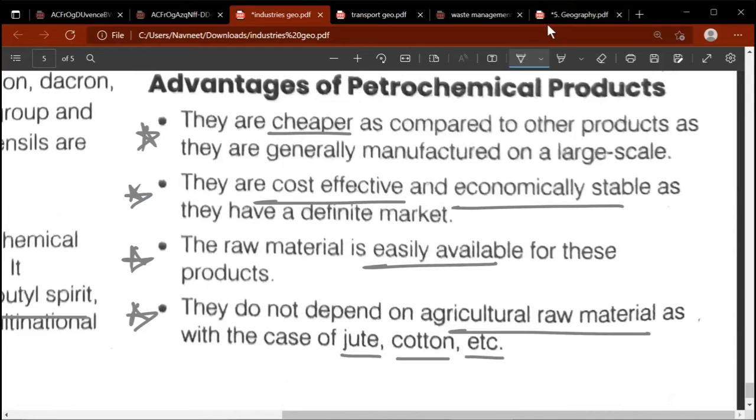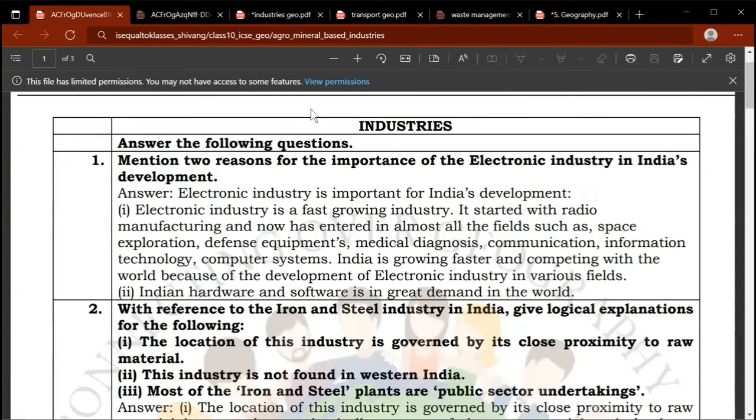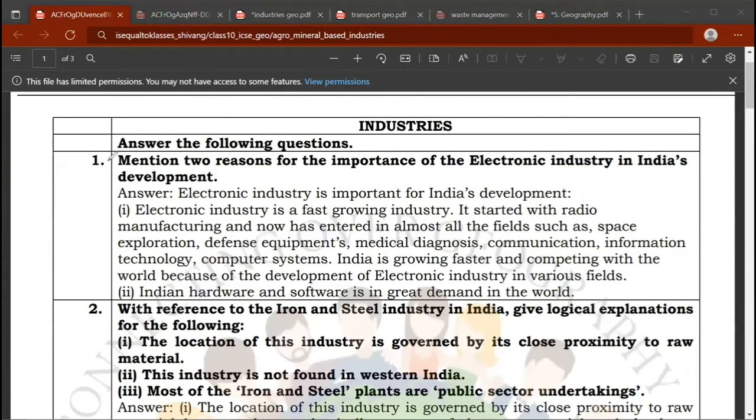Now we will be doing some questions regarding mineral-based industries. Okay, so let's start. Answer the following questions. Mention two reasons for the importance of the electronic industry in India's development. The electronic industry is important for India's development in the following ways. The electronic industry is a fast-growing industry. It started with radio manufacturing.